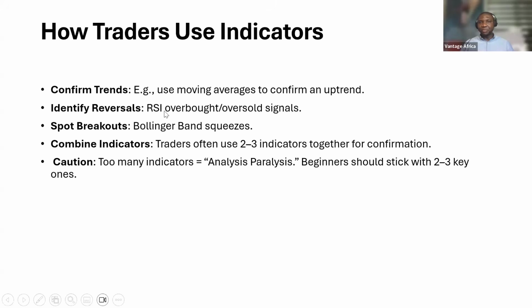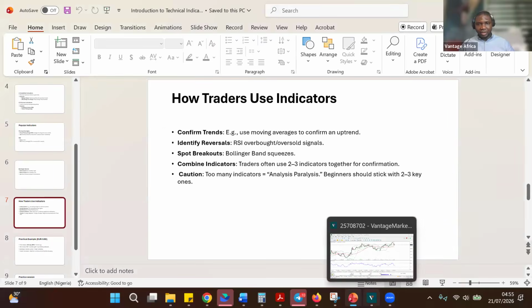Then identify reversals, overbought and oversold. So you are able to see that, oh, price is about to buy from here because it has oversold. Price is about to sell from here because it has overbought. Then it helps you spot breakouts as well. Breakouts are what Bollinger Band squeezes lead to. So when price breaks out of a Bollinger Band, that gives you an idea, oh, price is likely to go higher or lower. So the idea here is to combine one, two, or three indicators together to give you an idea of what you should be doing in the market, but not too many of them, right? We've mentioned several of them earlier, but you can see while analyzing here, I'm only using a few.